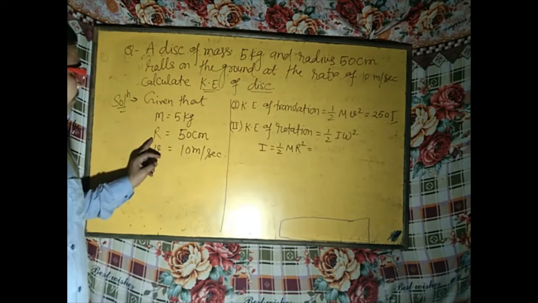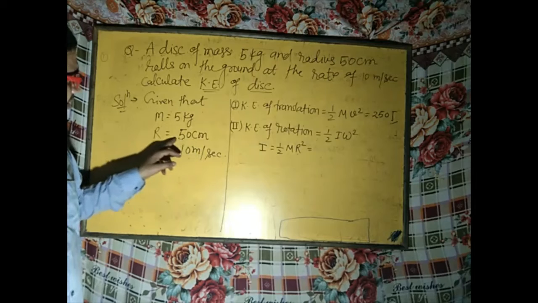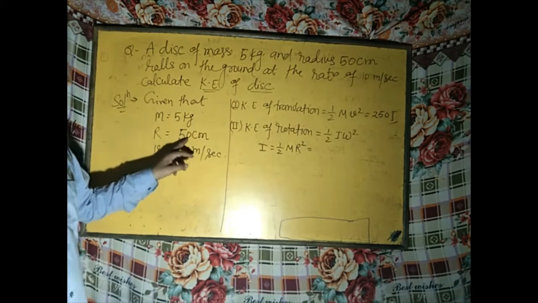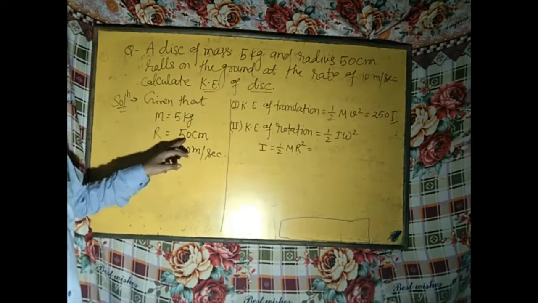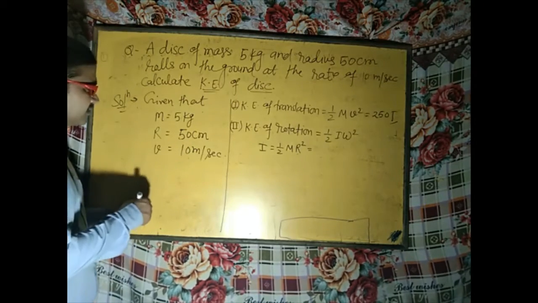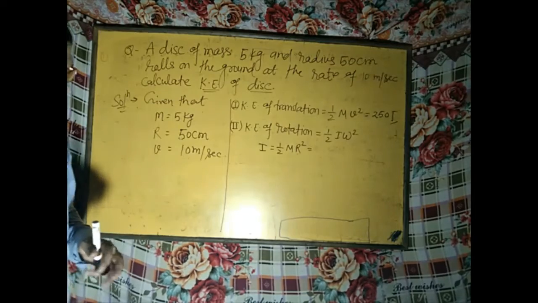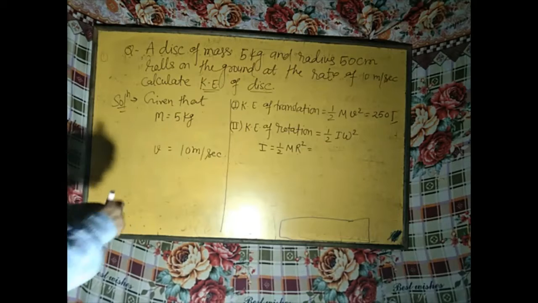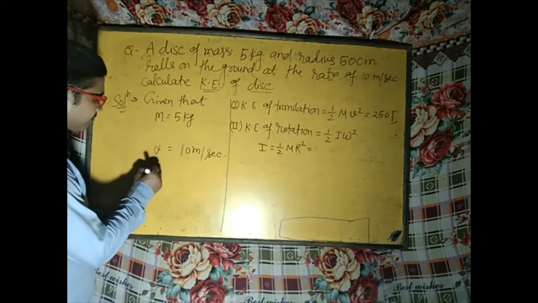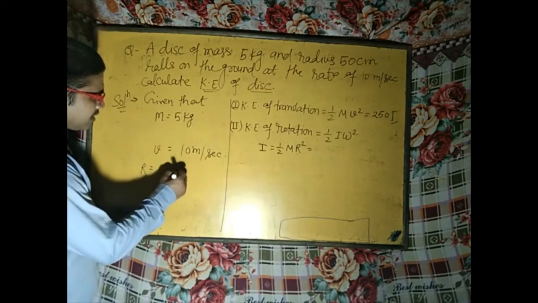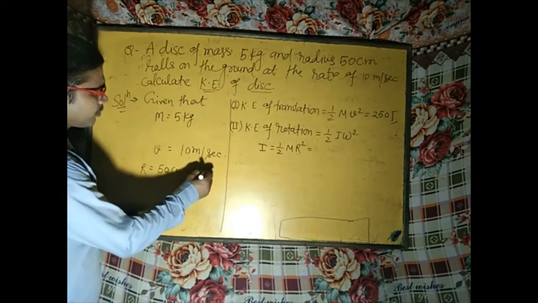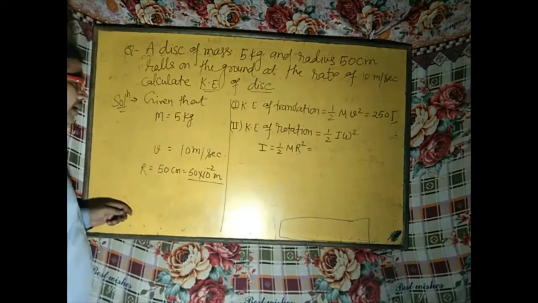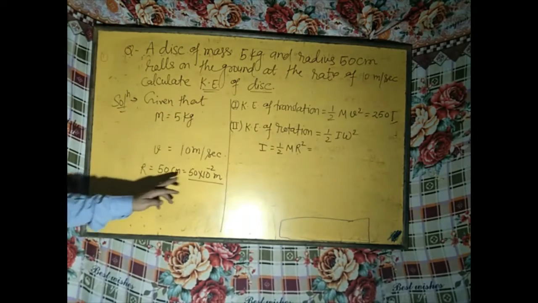So the value of mass and radius are given here, right? But the radius is not given in MKS system. This one is the CGS system. So you must change this radius in meter. So the value of this radius in meter is given by R is equal to 50 centimeter, or you can write 50 into 10 to the power minus 2 meter. Now this value is in MKS system.